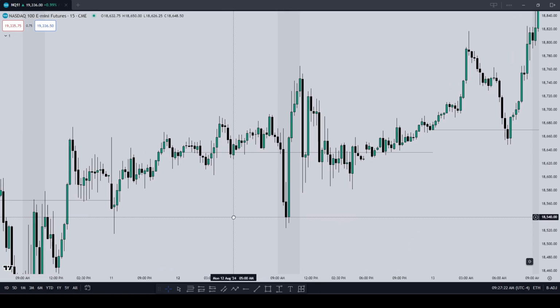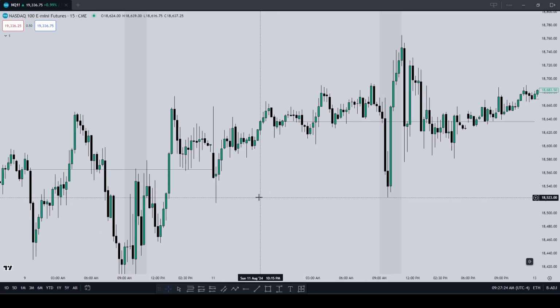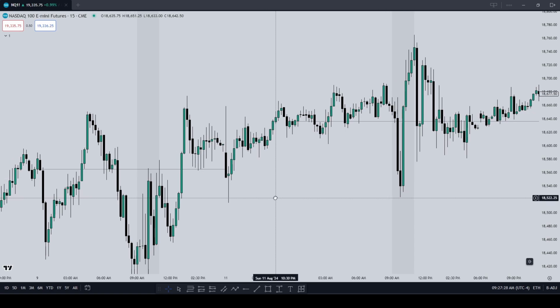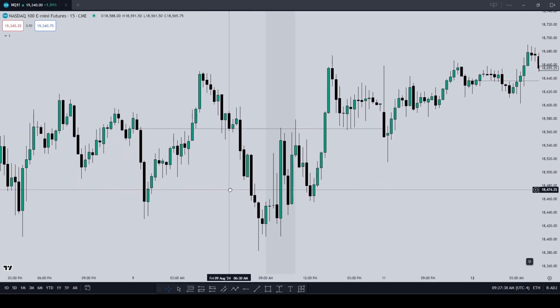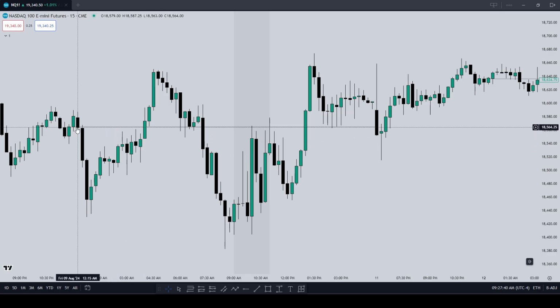So it's a really, really interesting framework for how you're seeing price. That perspective that you give towards price is really important. Here we have Friday. Once again, another example. I believe this was NFP Friday, if I'm not mistaken. You guys can correct me in the comments below.